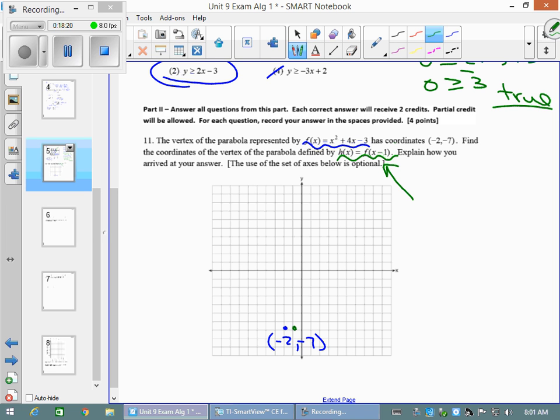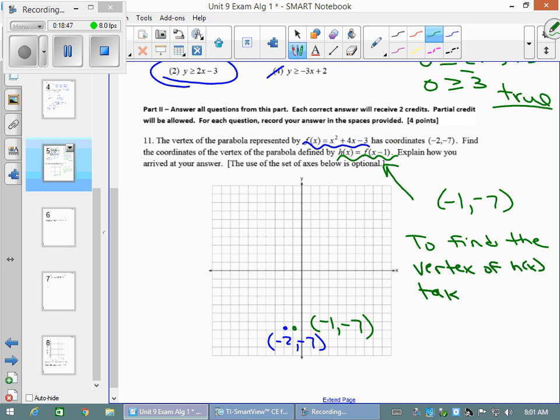So the first thing I had to do was state the coordinates of the vertex of h of x. So I'm going to say that's -1, -7, and then I had to explain why. So I said to find the vertex of h of x, take the vertex of f of x and move 1 unit to the right.